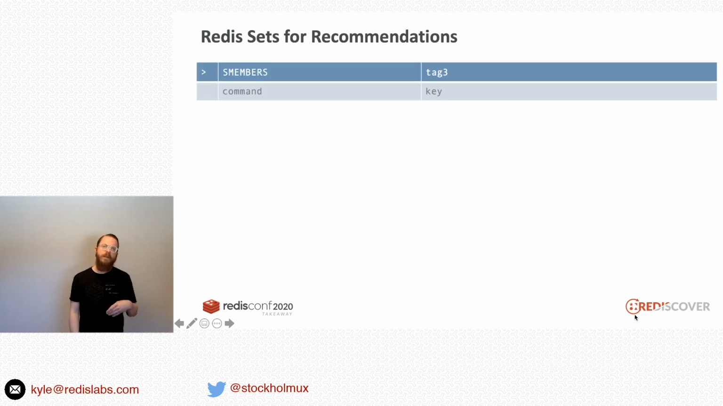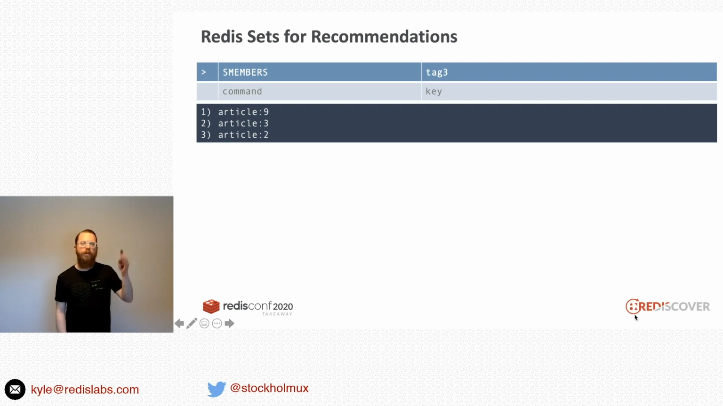Now, let's say we want to see all the different articles that are tagged with tag 3. We use smembers, 9, 3, and 2. Now, I do want to take a small break and talk about what smembers is. So smembers is an O(N) operation. So it will take however many members there are that you have in that tag, it will return them all, right? So the larger the number, the more your results will be. But also it's uncapped. So you can't say, give me 5, right?